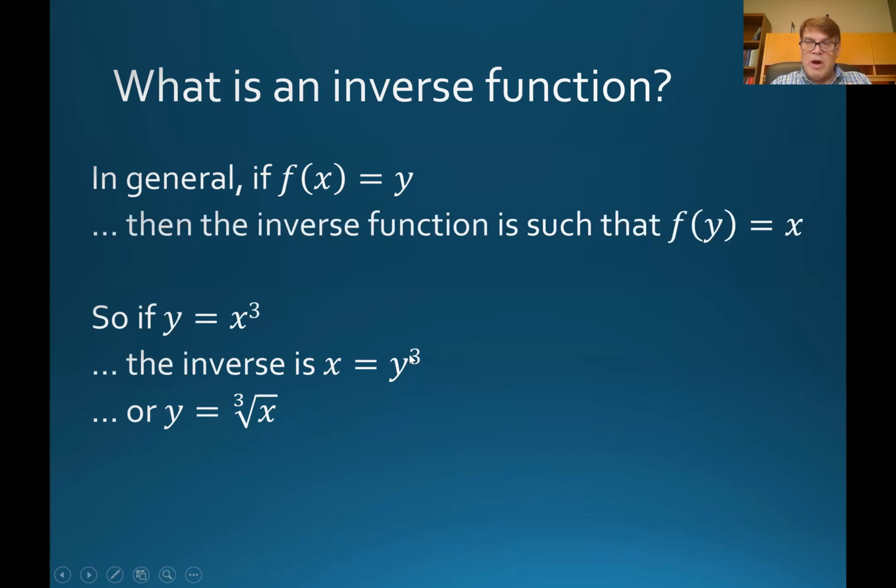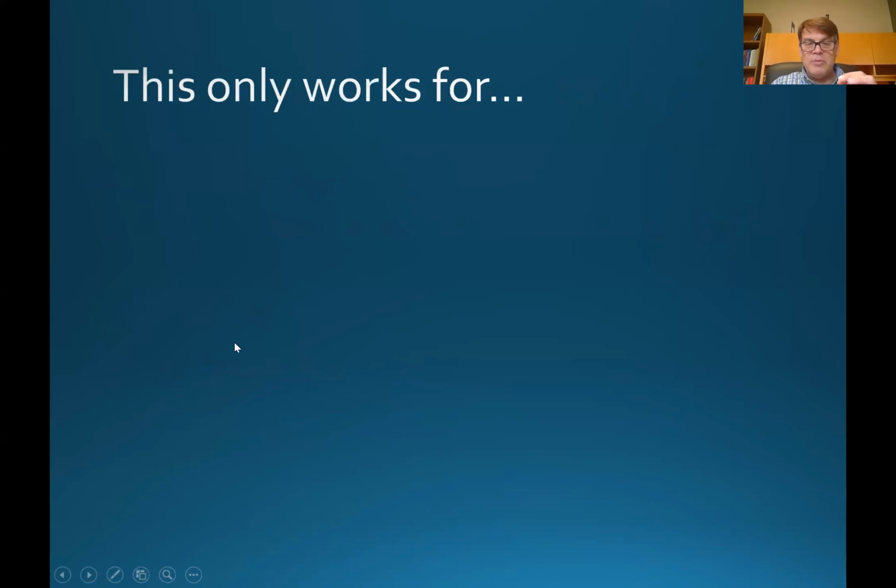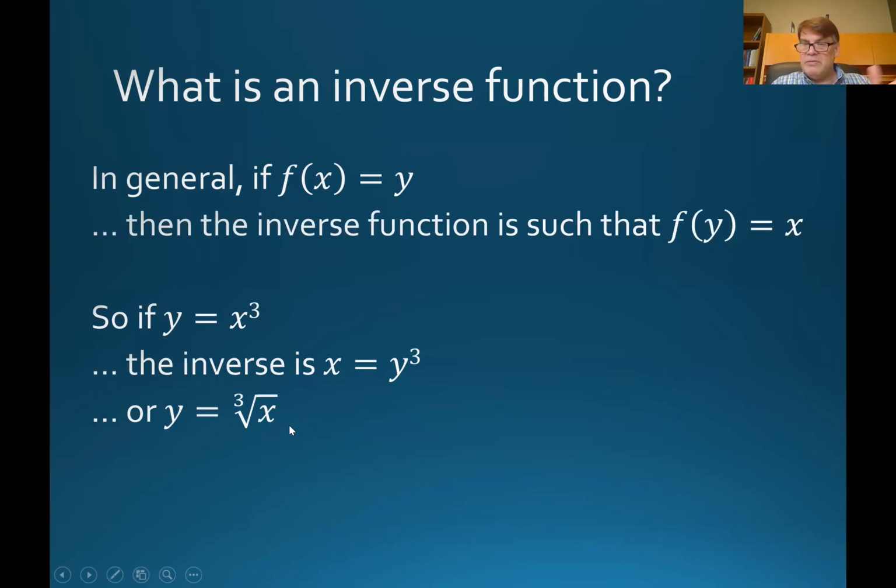We don't usually write x equals whatever, we write y equals. And so the inverse function of y equals x cubed is y equals the cube root of x. Again, how did I arrive at that? I switched the variables and solved for y. Okay, so that's the inverse function.